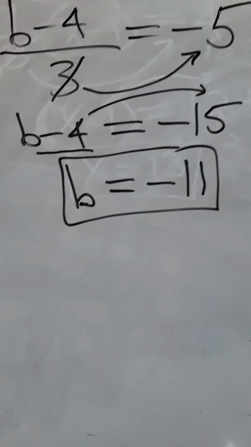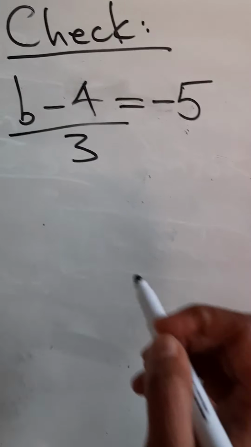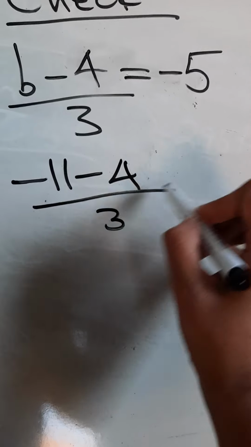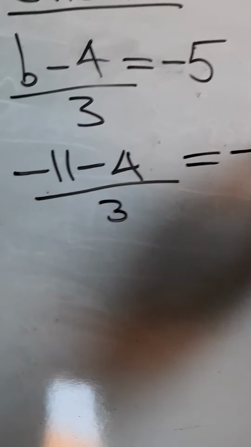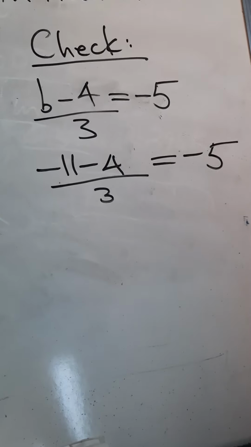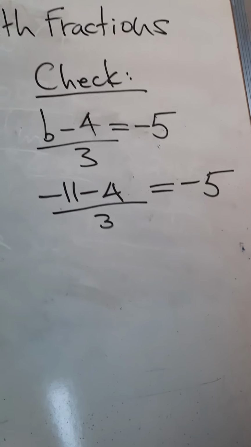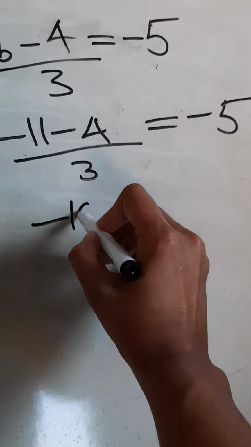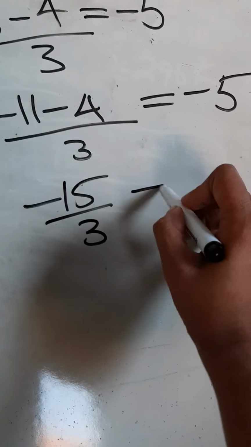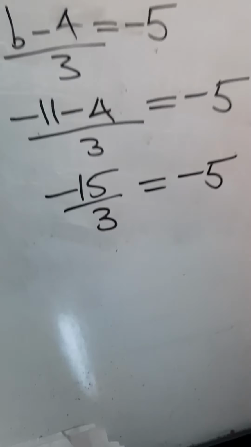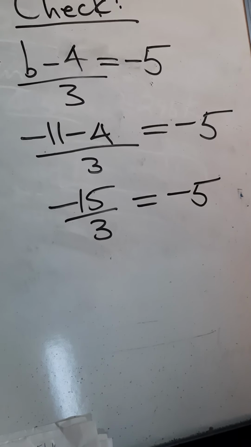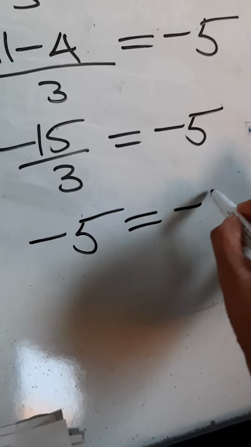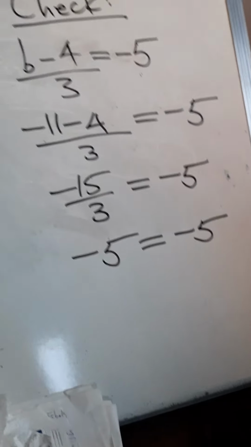And the value for b, we have negative 11. I'm going to plug it into my equation. So it's negative 11 minus 4 over 3 equals negative 5, okay? So we're just solving the left side of the equation here. So negative 11 minus 4, negative 15 over 3 equals negative 5. And when you do negative 15 divided by 3, that's equal to negative 5. So negative 5 equals negative 5.